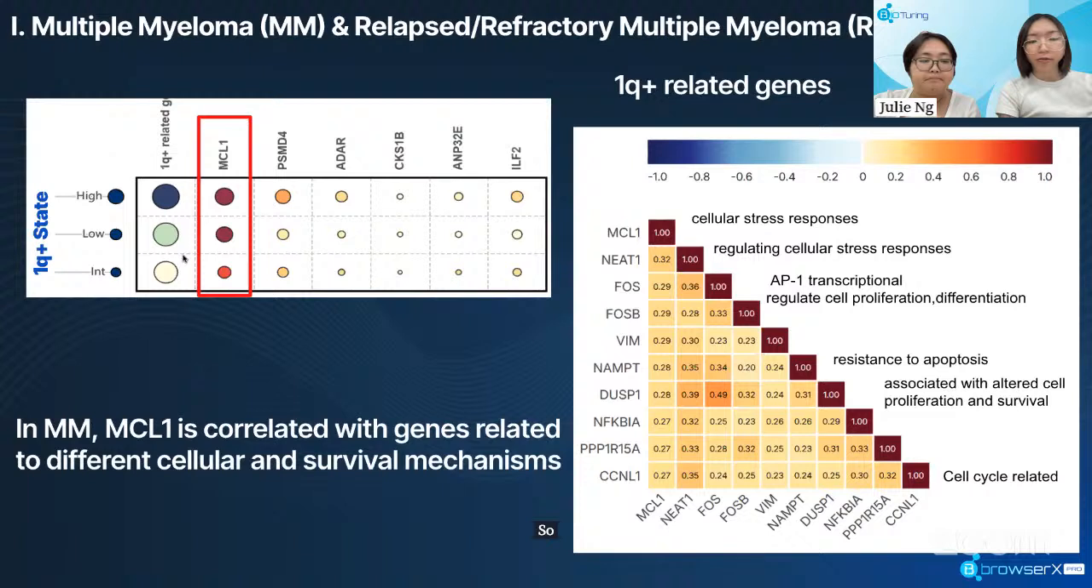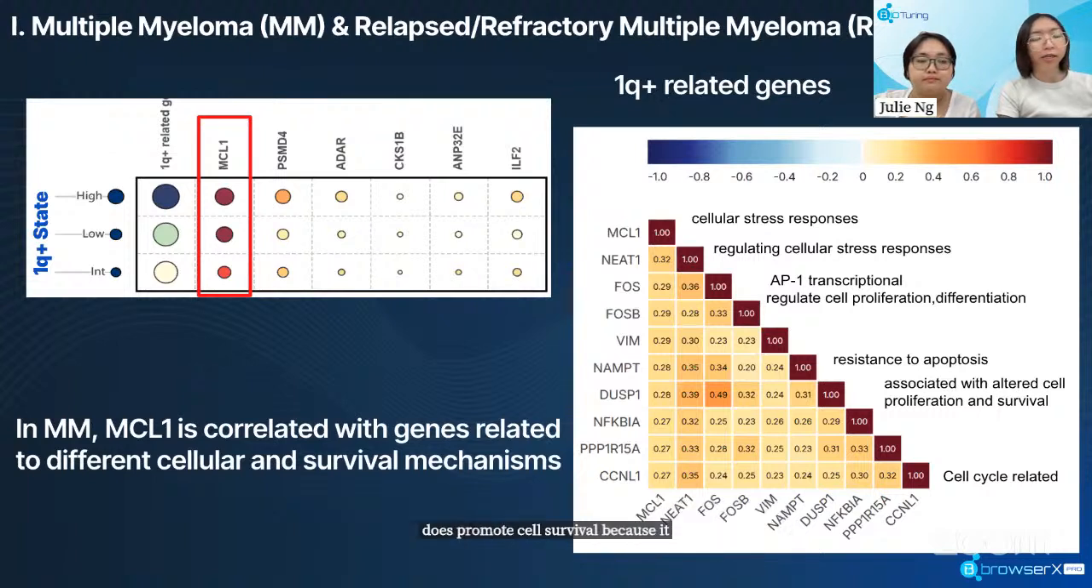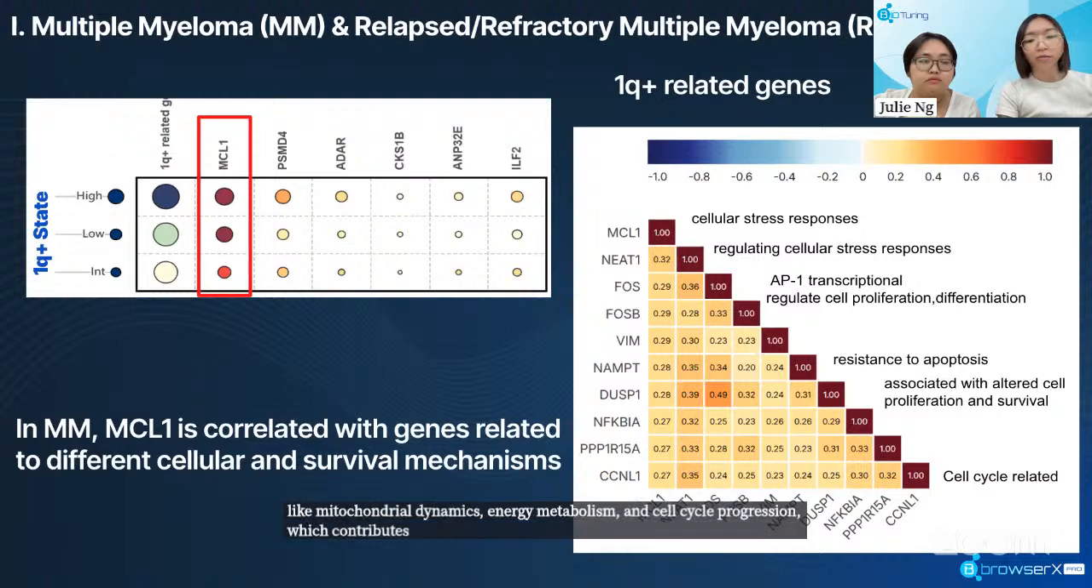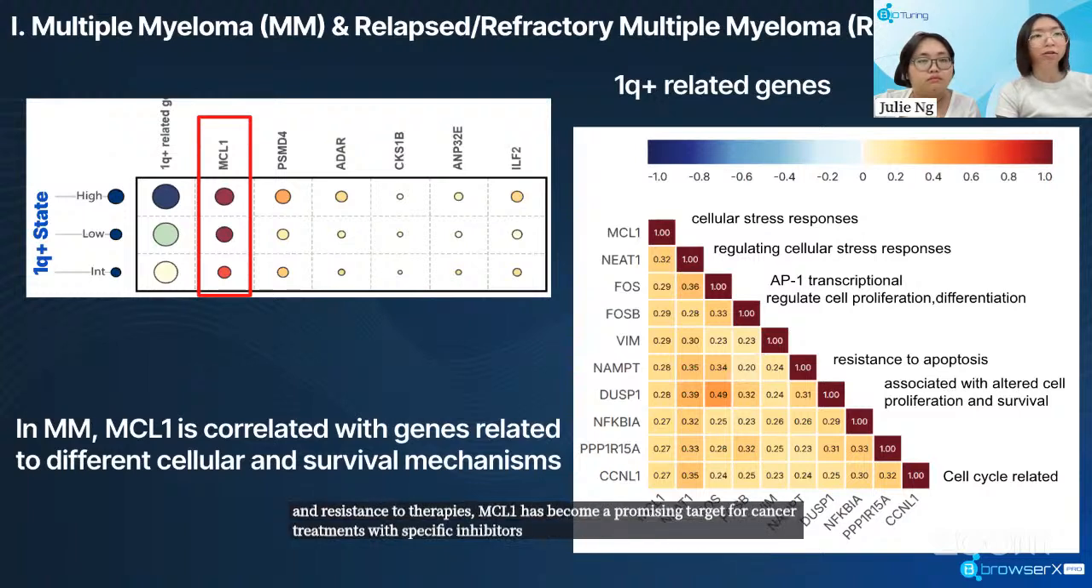MCL1 is also known as myeloid cell leukemia 1. It's a pro-survival protein that inhibits apoptosis by sequestering pro-apoptotic proteins, and thus promotes cell survival. MCL1 plays an important role in regulating mitochondrial dynamics, energy metabolism, and cell cycle progression, which contributes to overall cell homeostasis. Due to its involvement in cancer cell survival and resistance to therapies, MCL1 has become a promising target for cancer treatments, with specific inhibitors currently being explored in clinical trials.